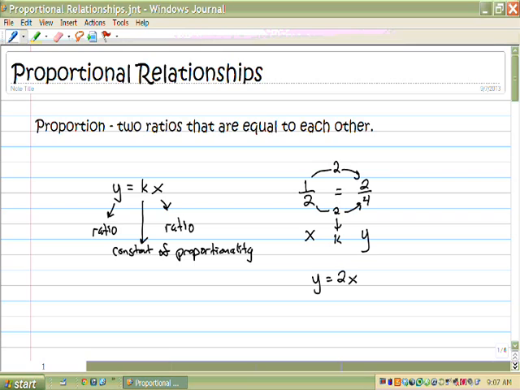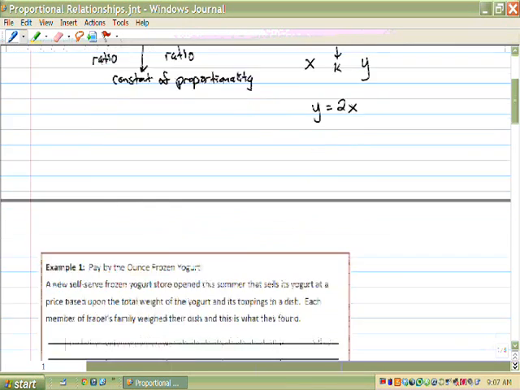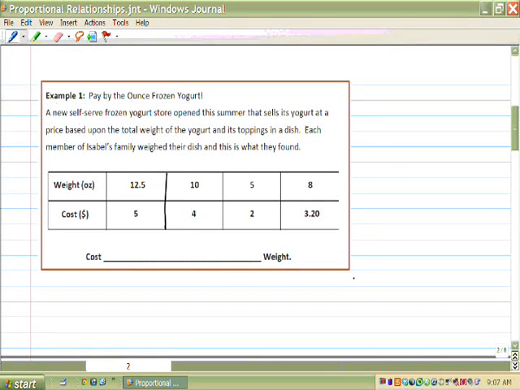This is useful in solving problems in tables. It's also good for making predictions. So hopefully it'll make a little more sense as we go on. This sample here, I don't want you to actually write it down. Just listen along to the problem.